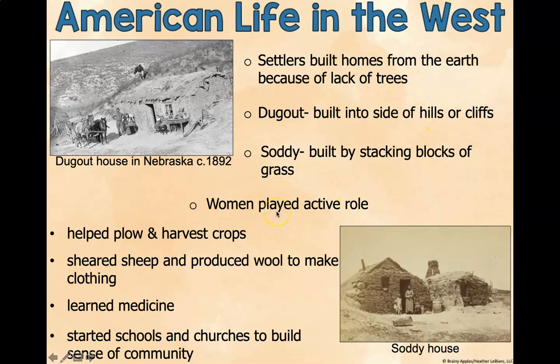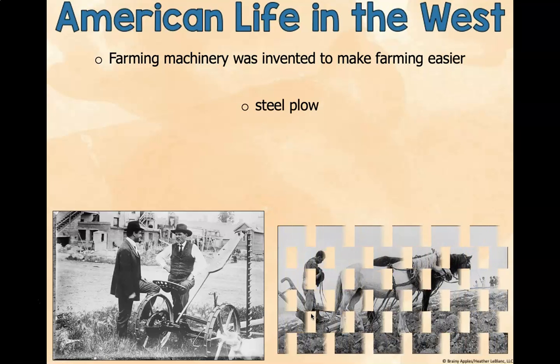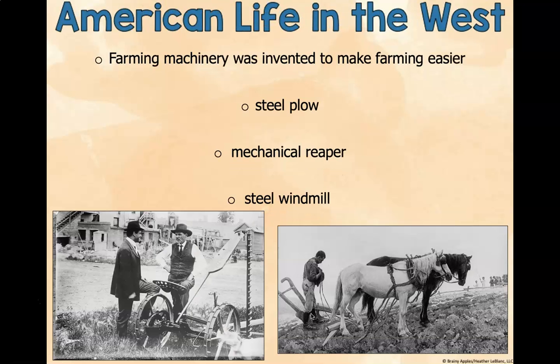Women played an active role. They helped plow and harvest crops. These people also learned to shear sheep and produce wool to make clothing. They learned medicinal trades and things like that. They also started schools and churches to help build a sense of community. Some of the technology that was very important for life in the West included farming machinery, the steel plow, for example. This is a plow. You also have the mechanical reaper and the steel windmill.